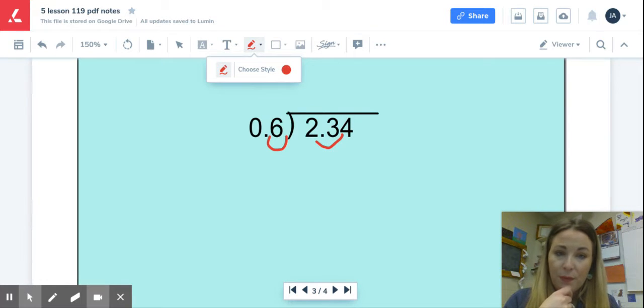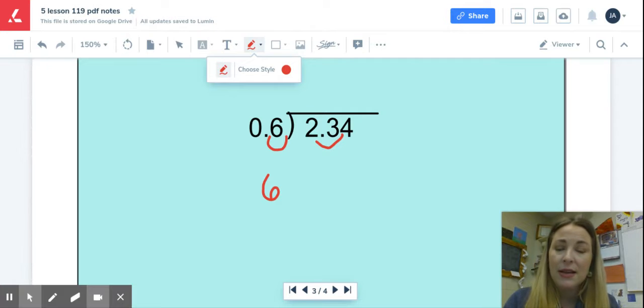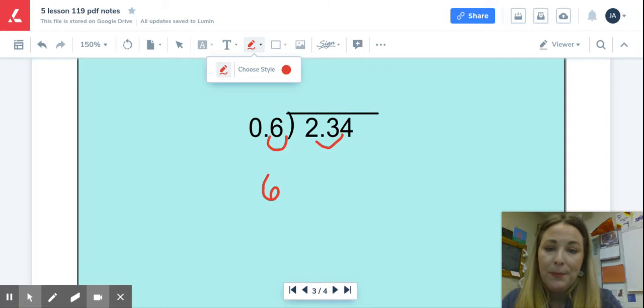Now, some of you are okay with just starting the work on this problem just like this. Just for those of you who need a clearer visual, I'm going to rewrite this problem without the extras. Now that I've moved my decimal to the end for my divisor, I'm just going to rewrite my divisor as 6. Nothing else. I don't need the 0 there because with moving my decimal to the end, now this is just a whole number of 6.